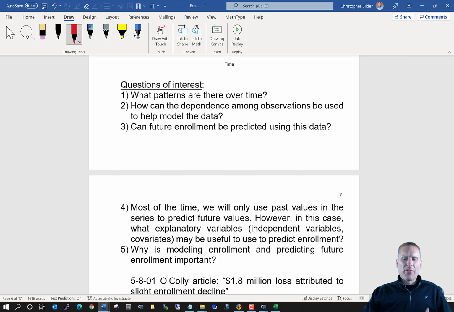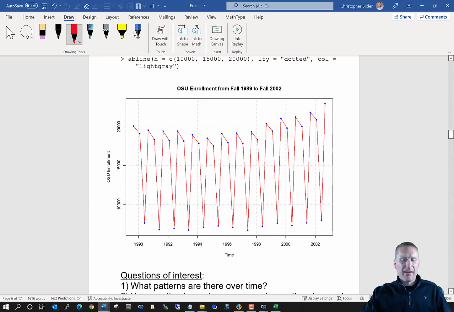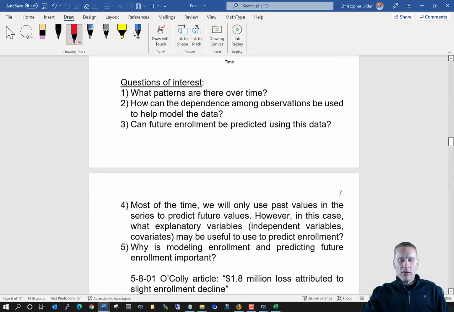Can future enrollment be predicted using this data? Well, from just taking a look at this, you might think, yeah, it seems that we have these trends, so we could use this kind of data to come up with a good model to predict the future values.